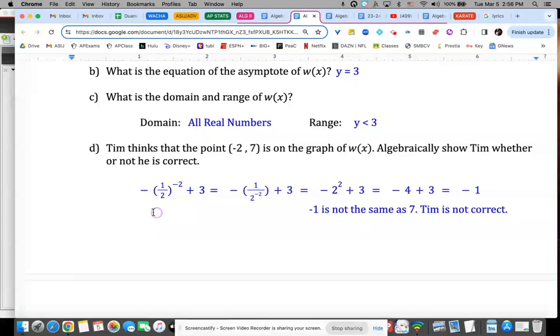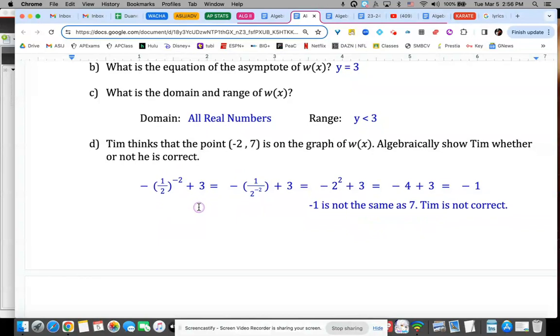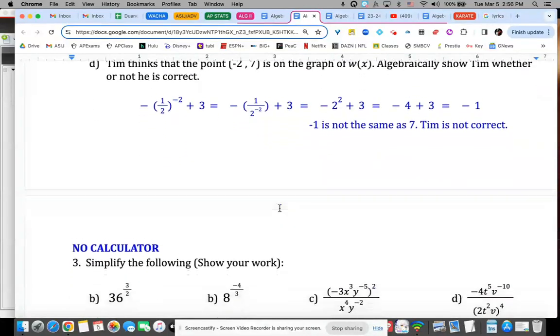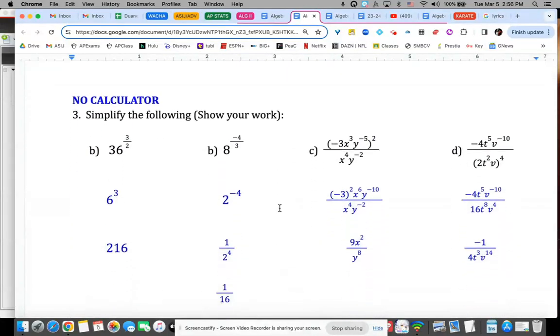You need to be good at this skill, being able to just come up with a number after plugging something in an exponential equation like that. All right, so practice that if you have trouble. There are some activities that we have that will help you practice that. Just look back in the unit plan.